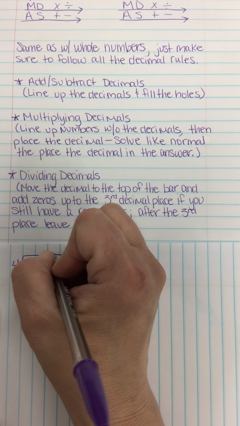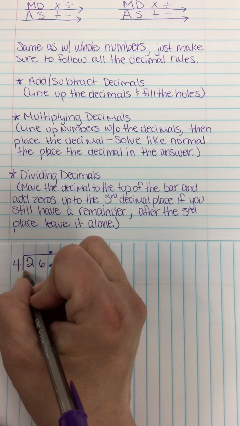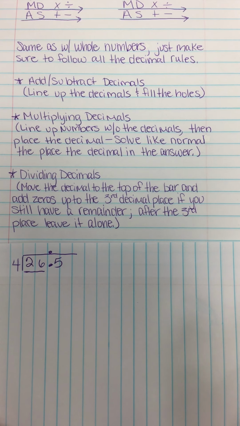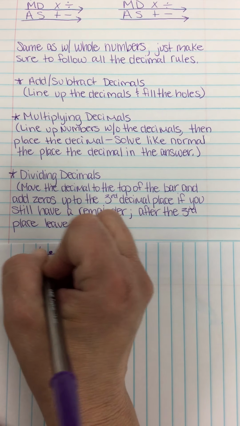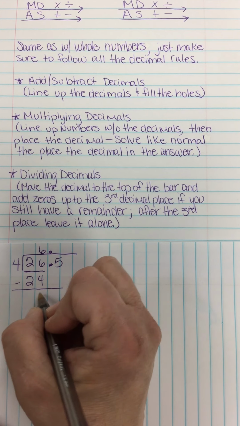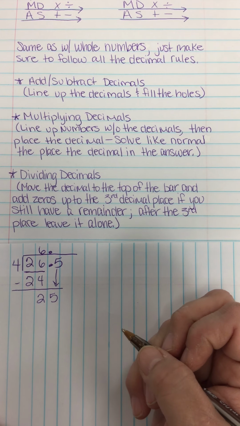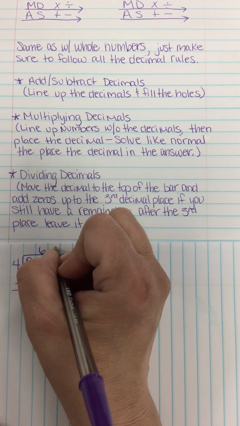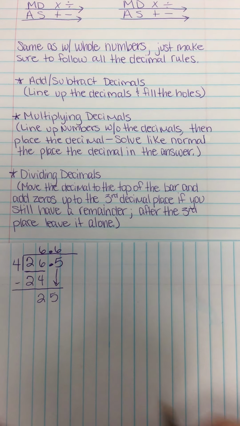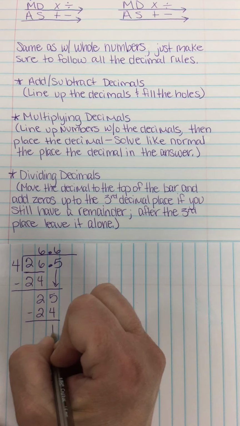The first thing I'm going to do is move that decimal up to the top. They should be lined up. 4 can't go into 2, so I'm going to look at 26. 4 goes into 26 6 times. 6 times 4 is 24. And then we subtract. 6 minus 4 is 2. Bring down the 5. Okay, so far we're good. 4 goes into 25 6 times. 6 times 4 is 24. Subtract, and I have 1.